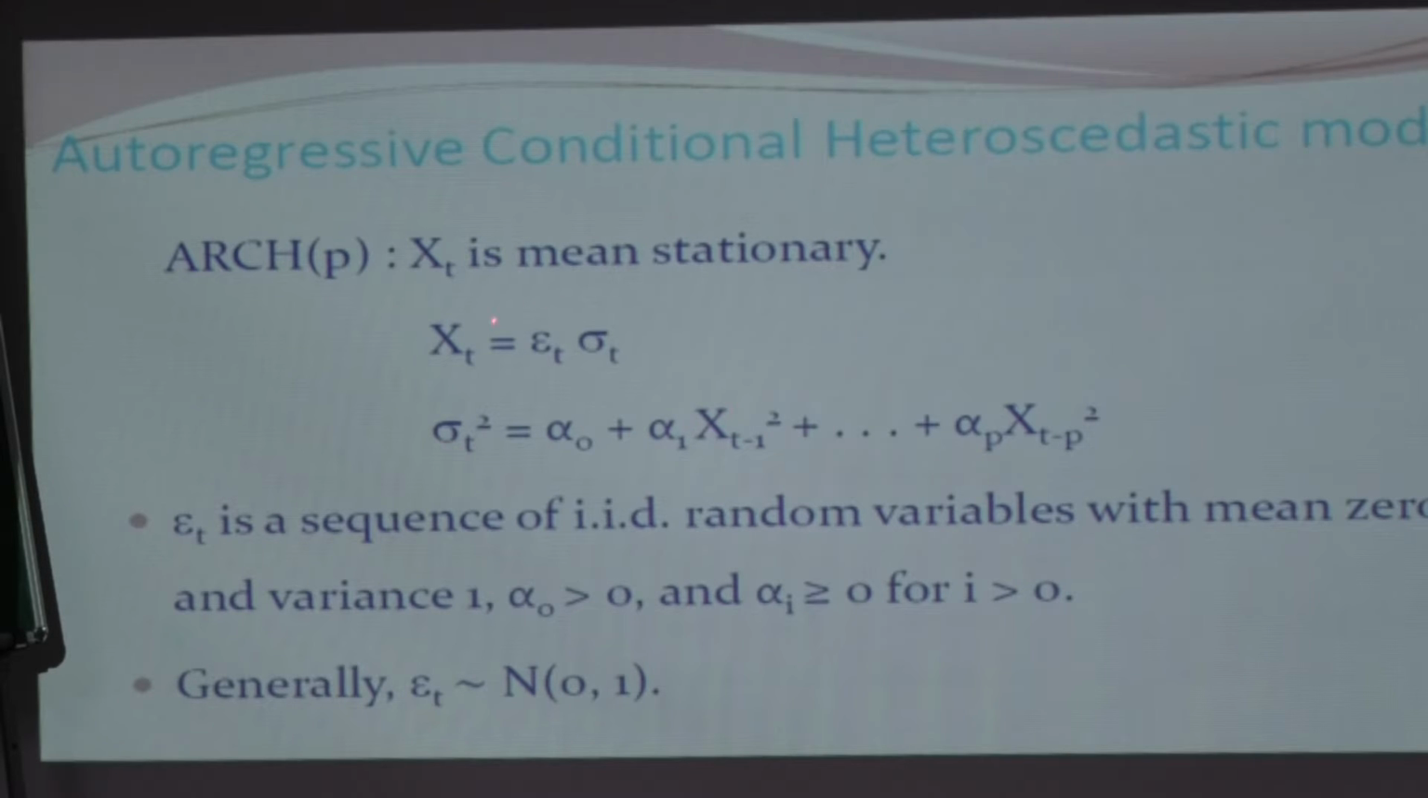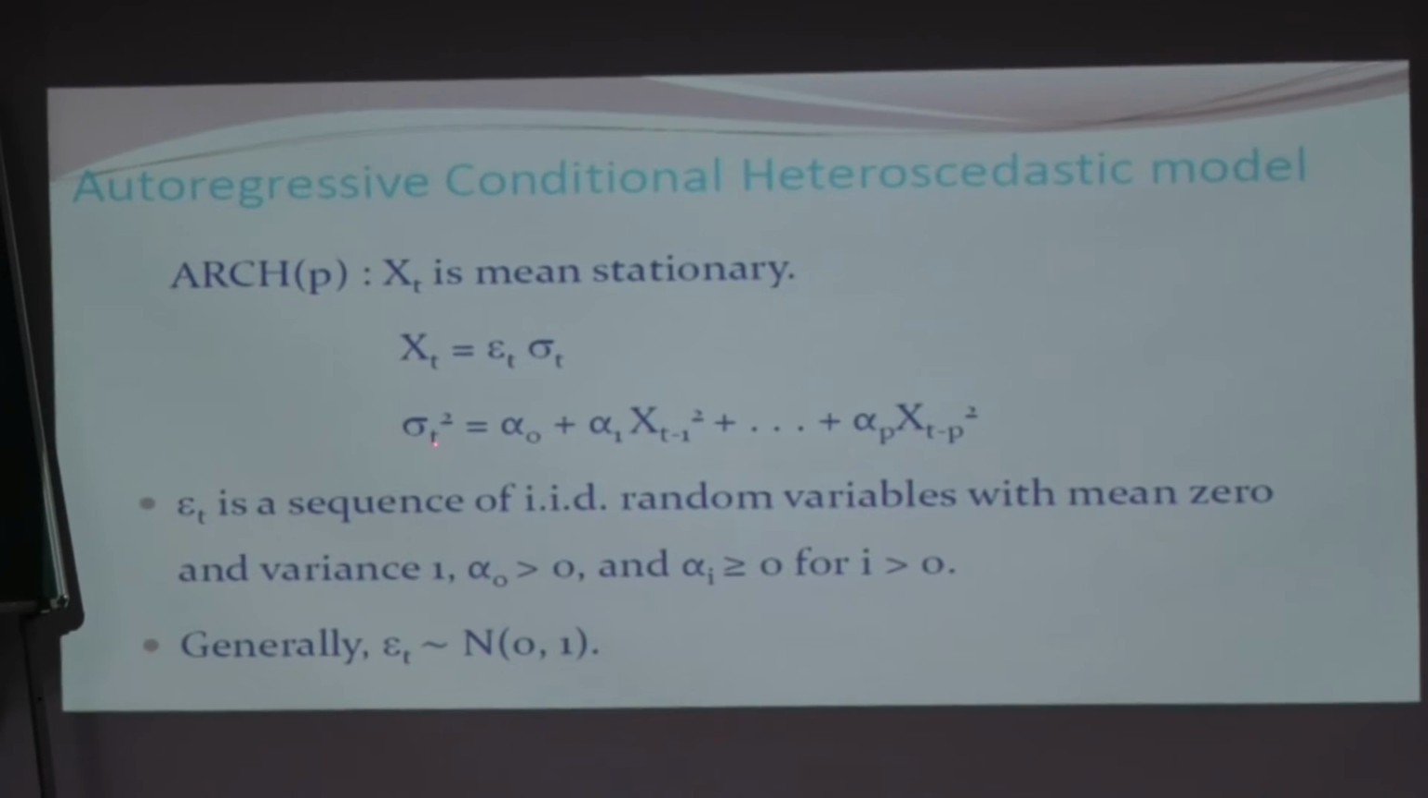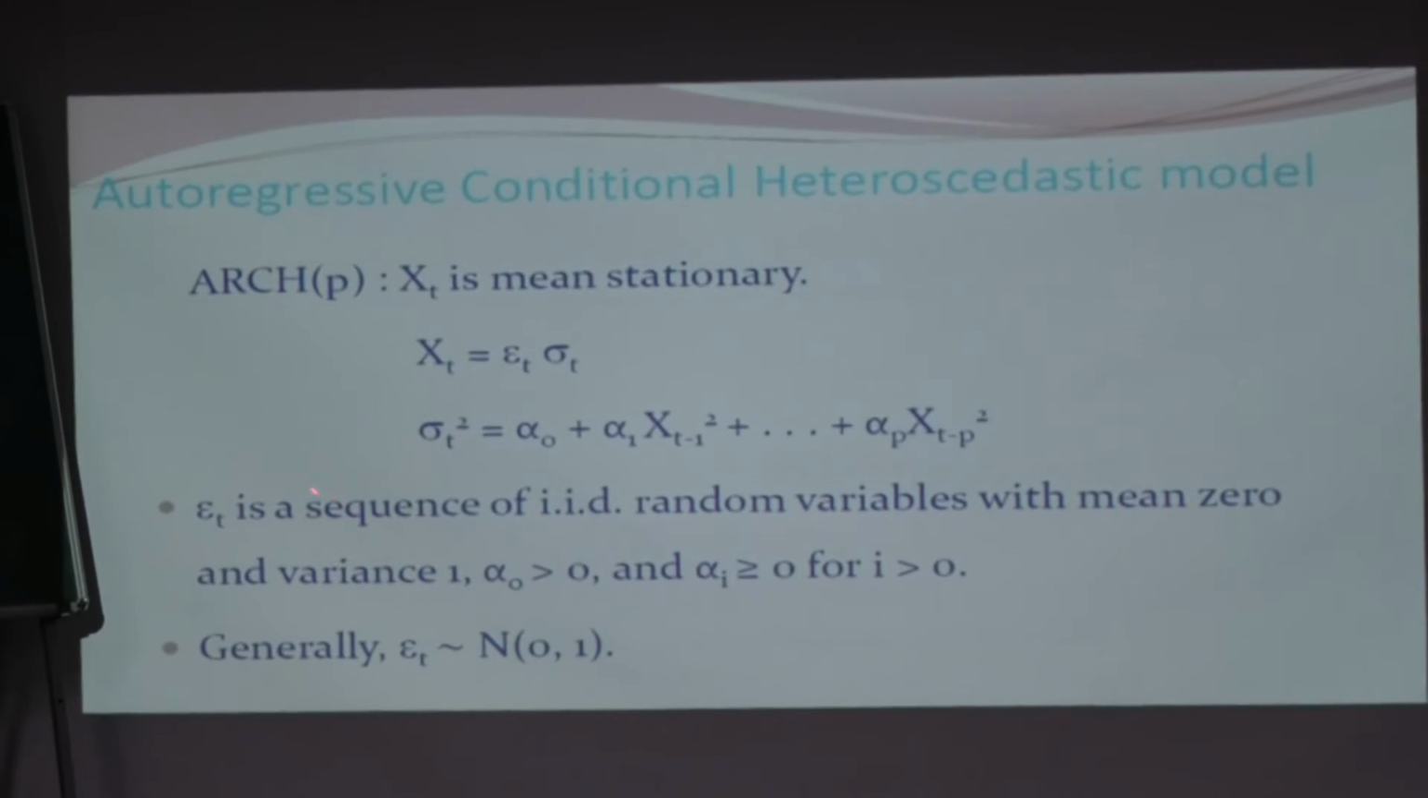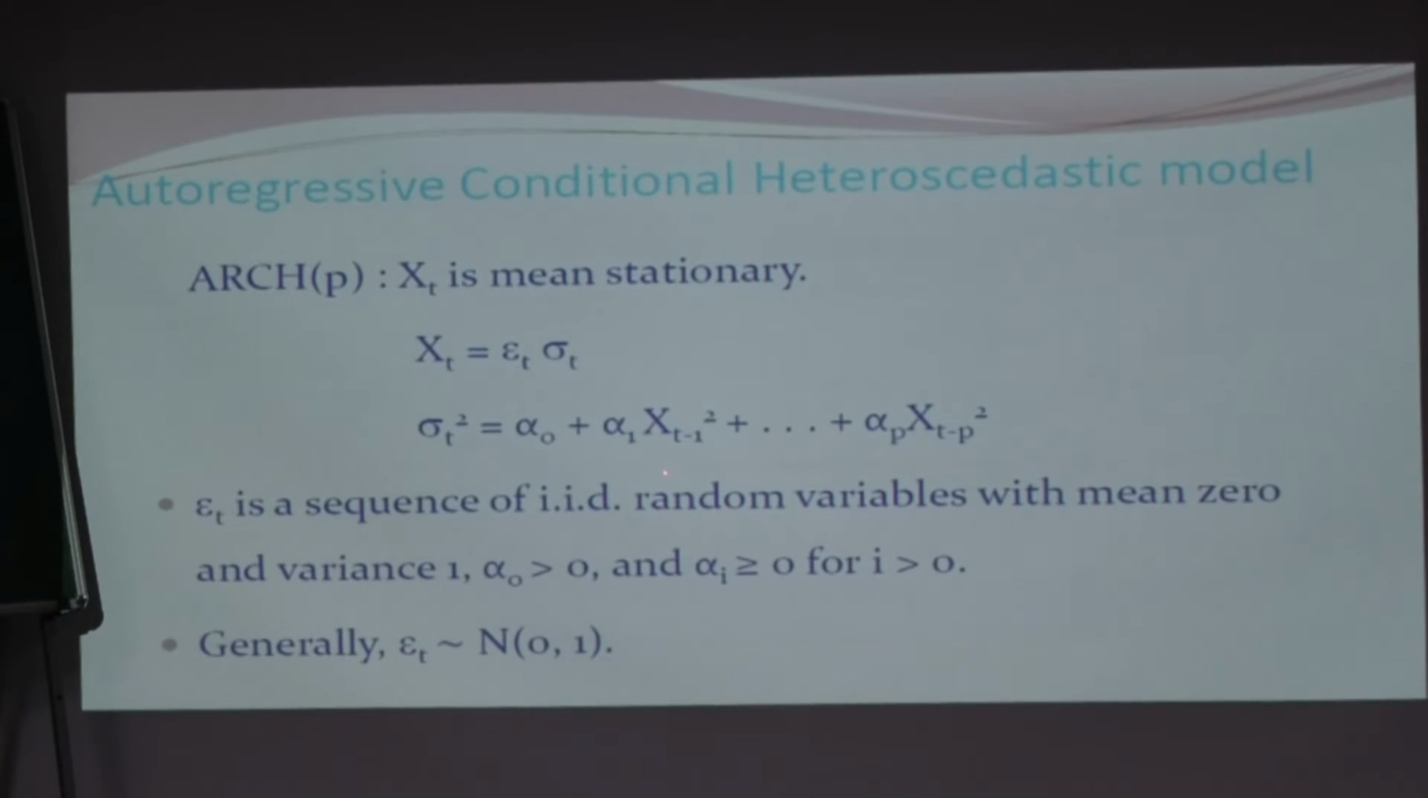ARCH model is xt is mean stationary, okay, and then you write xt as epsilon t and sigma t, and for the ARCH(p) you use a model like this. So sigma t square, this is the variance, it's modeled on the square of the past values of x. So it's xt minus 1 square, up to xt minus p square. Mind you, it looks similar to the autoregressive model. So that's how the AR came, basically, autoregressive conditional. But instead of xt, it's being regressed on the squares of the values. Okay, so these are squares, mind you.